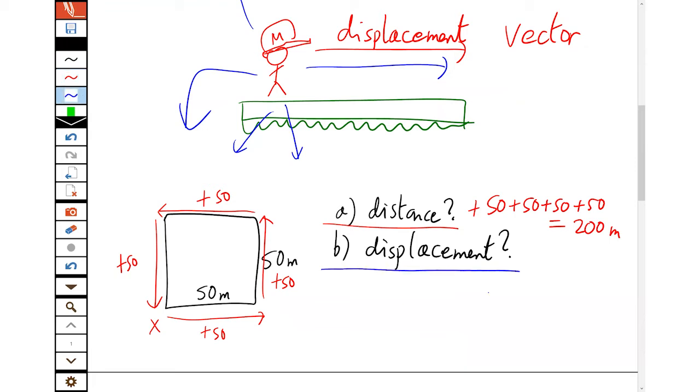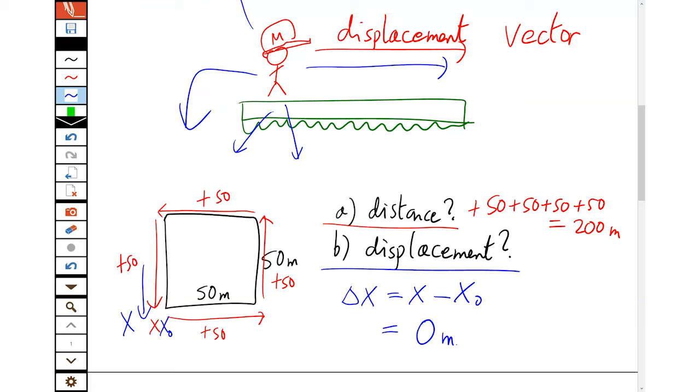But what about the displacement? Well, displacement is the vector, the change in position, the new position minus the old position. But we see we've come around and our new position is exactly the same as our old position where we started. So our displacement is 0 meters.